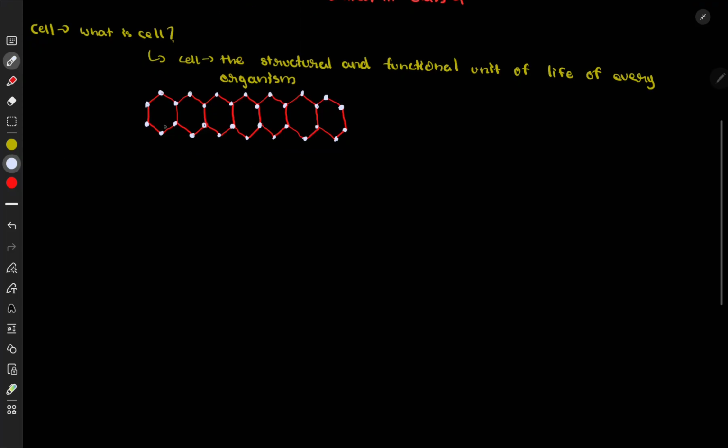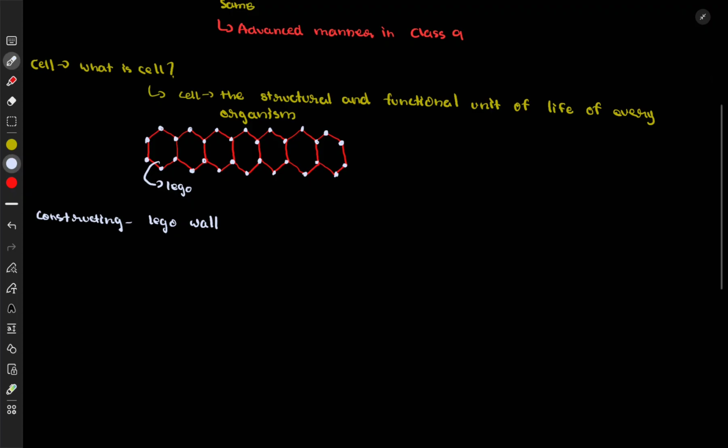Let's say we assume each of these is a piece of Lego. Now we are constructing a Lego wall. Fine. If you use only this block, would you be able to make a wall? No. You have to keep on joining, keep on joining, keep on joining. That is what a cell is.